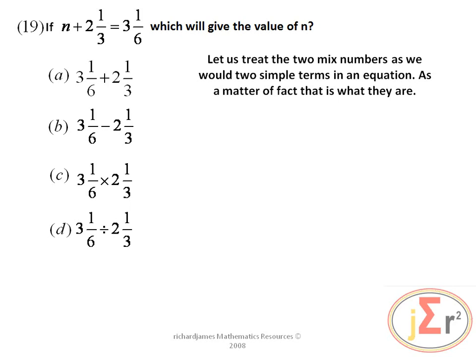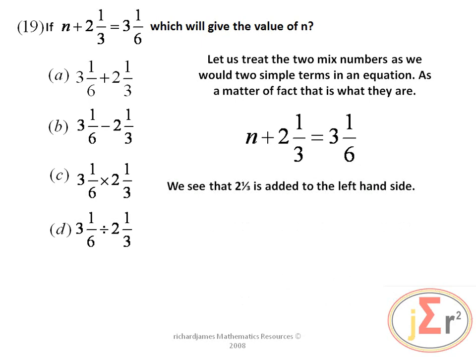So let us treat the 2 mixed numbers as we would treat 2 simple terms in an equation. As a matter of fact, that is what they really are. They are just 2 simple terms in an equation, no matter what they look like. They may look a bit cumbersome, but they are 2 terms in an equation, and we'll treat them just like how we treat any other term. So what do we have? N plus 2 1/3 is equal to 3 1/6.